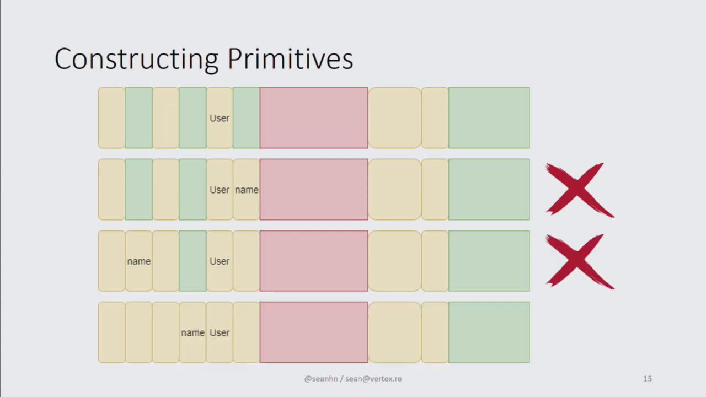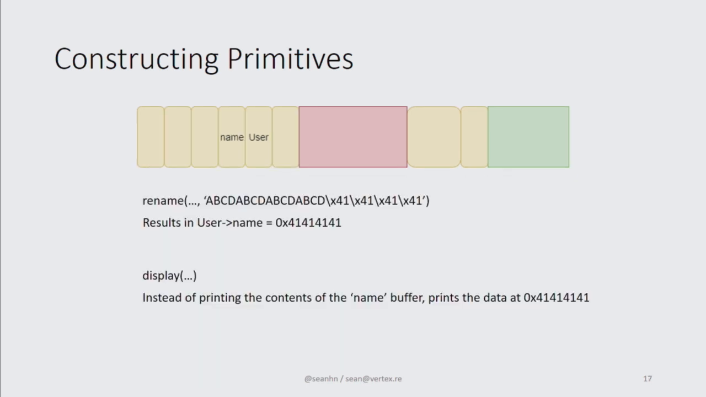So if we manage, however, to fill that, now we're left with no more free chunks of the appropriate size. We allocate the user object, we allocate the name object, the name gets placed directly before the user, and now when we trigger the vulnerability, what's going to happen is the user object is going to get corrupted. So in this case, we're going to corrupt the user object with something like 0x414141. Now when we call the display function, instead of reading the contents of the name, it's going to read the contents of that address, and everything's fine and we win.